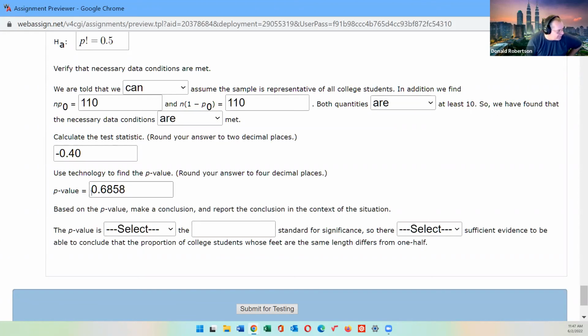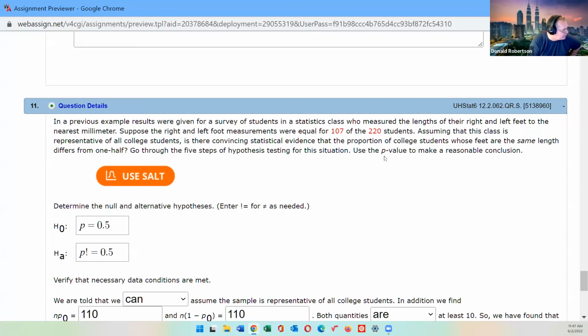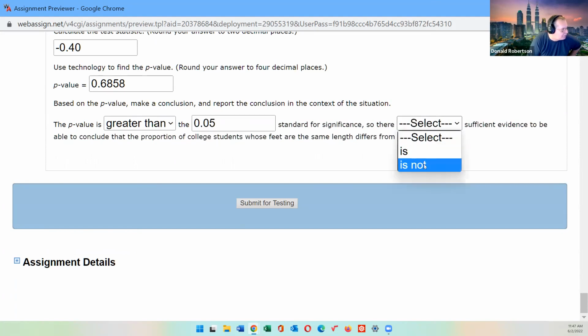This is a no-brainer. Isn't that P value huge? It's 0.6 and something. That's never going to be less than 0.05. If they don't state otherwise, we assume that it is that number. So the P value is greater than the standard significance level, which I'm assuming is 0.05. So there is not sufficient evidence to conclude that the proportion of college students whose feet are the same length differs from a half. And we're finished.